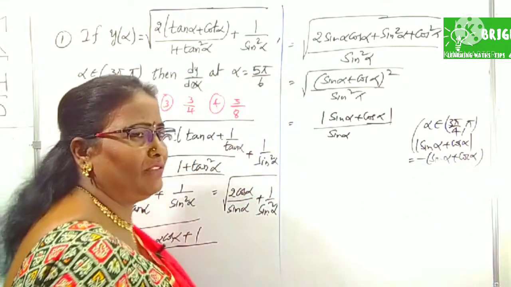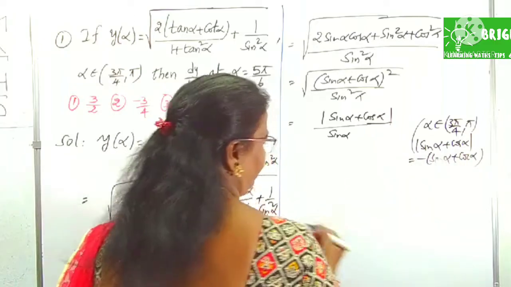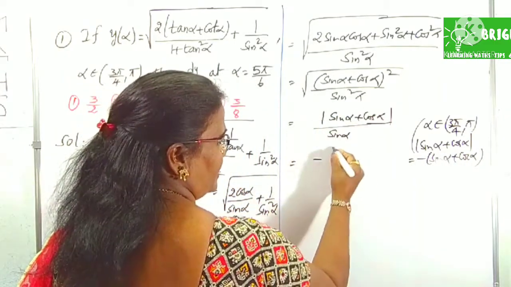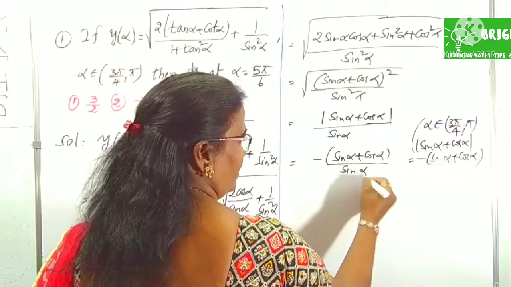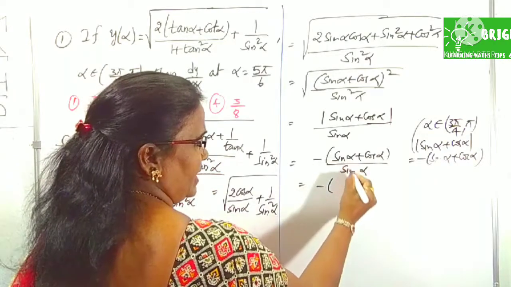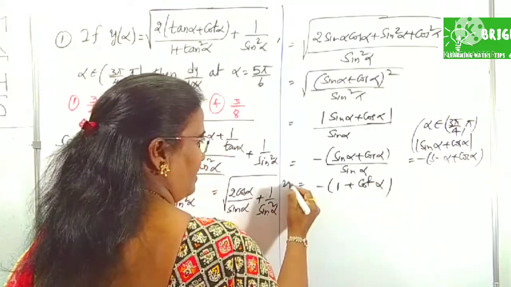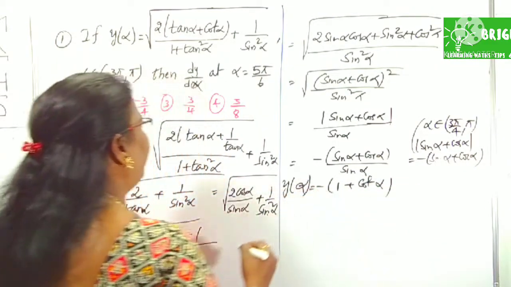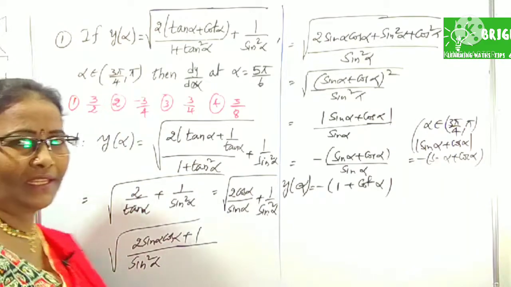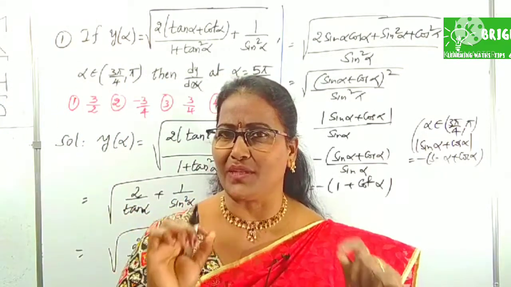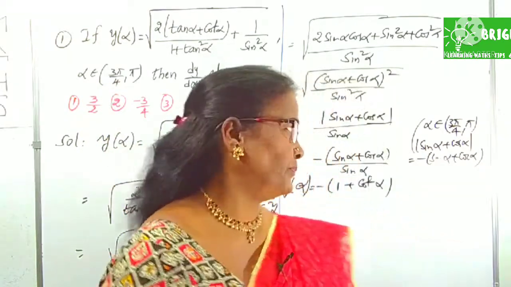We can take any value between 3 pi by 4 to pi and check that the resultant value is negative. So this is minus of sin alpha plus cos alpha by sin alpha. Again, take the separation: sin alpha by sin alpha is 1, plus cos by sin is cot alpha. This is y. Y is reduced to the form of minus of 1 plus cot alpha. Clear? It's very simple, but try to understand the main point here. We have to concentrate on the given alpha range also, right?